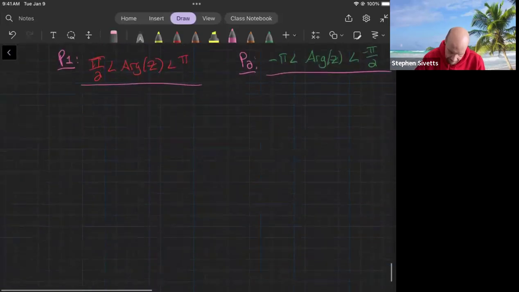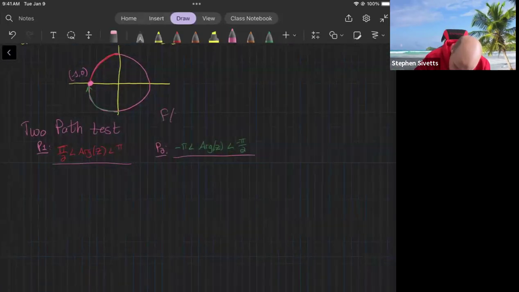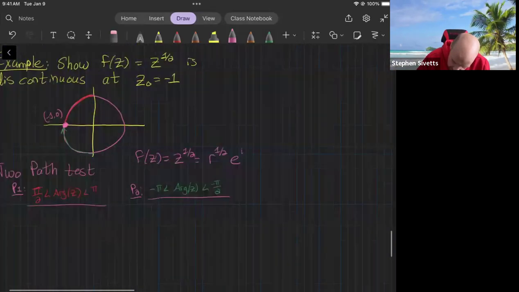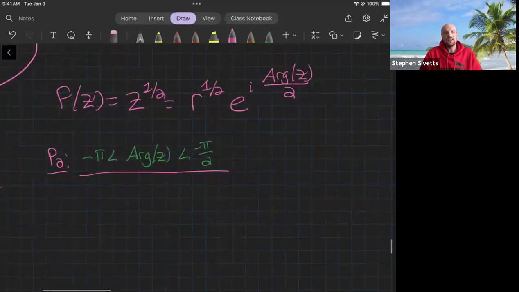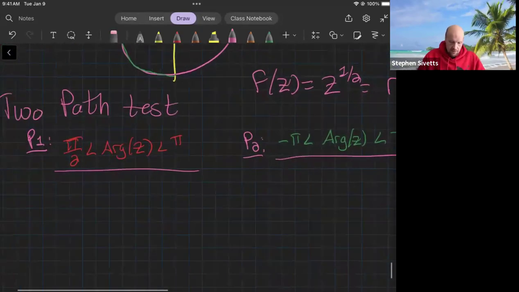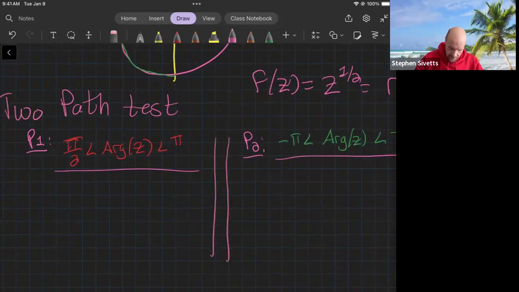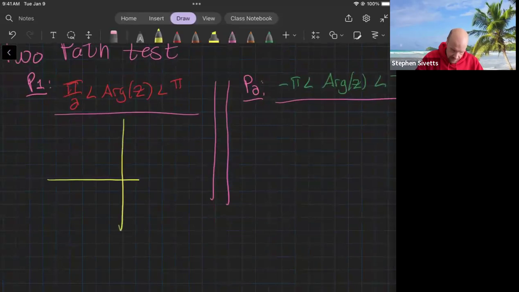Okay, let's see what this looks like. In terms of polar coordinates, z to the 1/2 will equal r to the 1/2 times e to the i times the principal argument divided by 2. So that's the definition of the square root function in the complex numbers. Okay, so let's look at what these equal. If I look at this section here, this is the point -1, 0. So we're approaching.